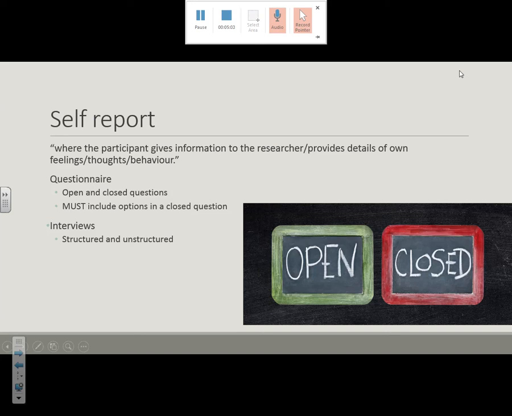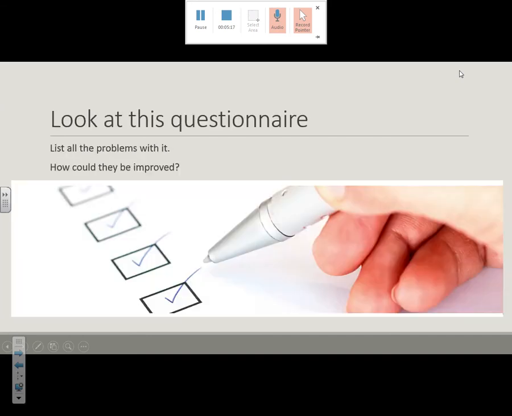There is also semi-structured, which you don't need to know for the spec, but it's a useful one to be aware of because it's probably one of the better ones. You have a couple of questions that you're going to ask to start with, but then you are allowed to deviate from that. So if they say something interesting, you can say, oh, tell me a bit more about that, or you can ask another question about something else as well.